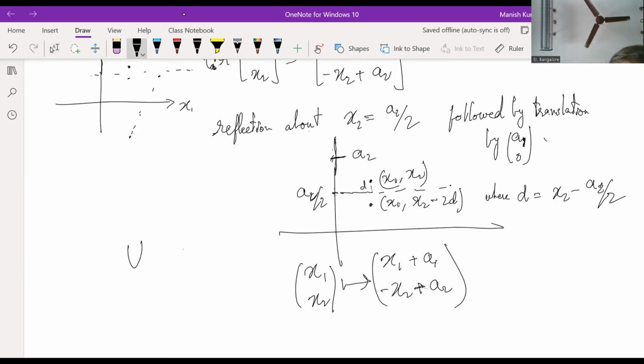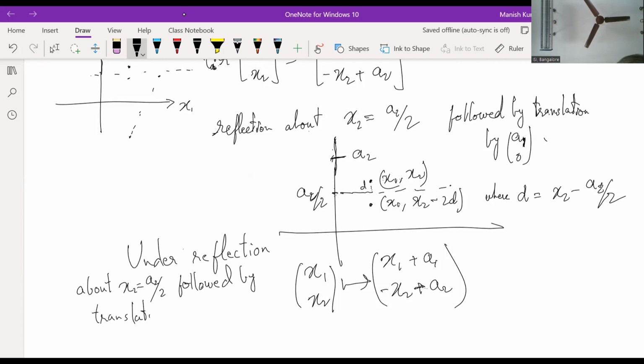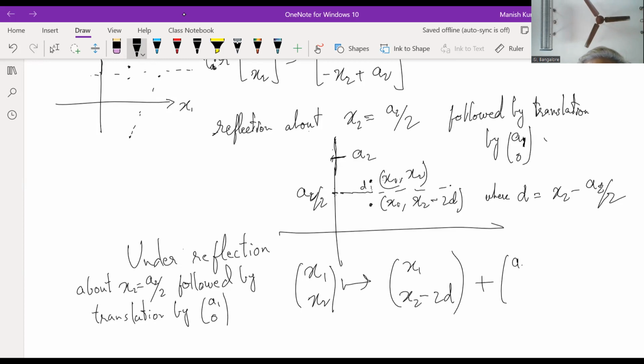So under reflection about x2 equals a2 over 2, followed by translation by a1, 0, what we get is x1, x2 goes to, let's do it in two steps, x1, x2 minus 2d, plus a1, 0. Under this operation, x1, x2 will go to this.